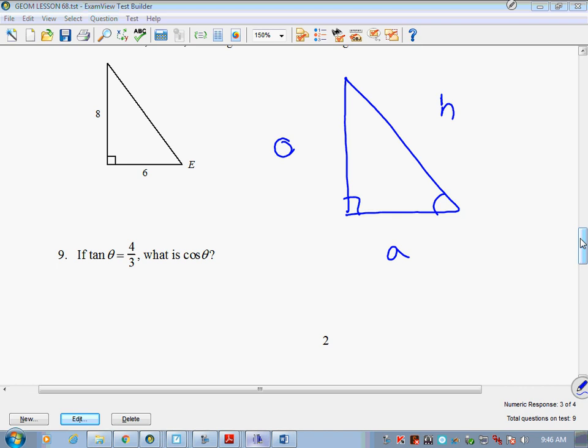Where do I put the 4? Opposite, so it should go there. Where do I put the 3? Does anybody know what my h is? 5? 4 squared is 16, 3 squared is 9, 16 and 9 is 25. What's the square root of 25? 5. We should also recognize that it's a 3, 4, 5 right triangle. So cosine, what is cosine, class? Adjacent over hypotenuse. What is adjacent to my angle? 3. What is hypotenuse? 5. So my answer is 3/5.